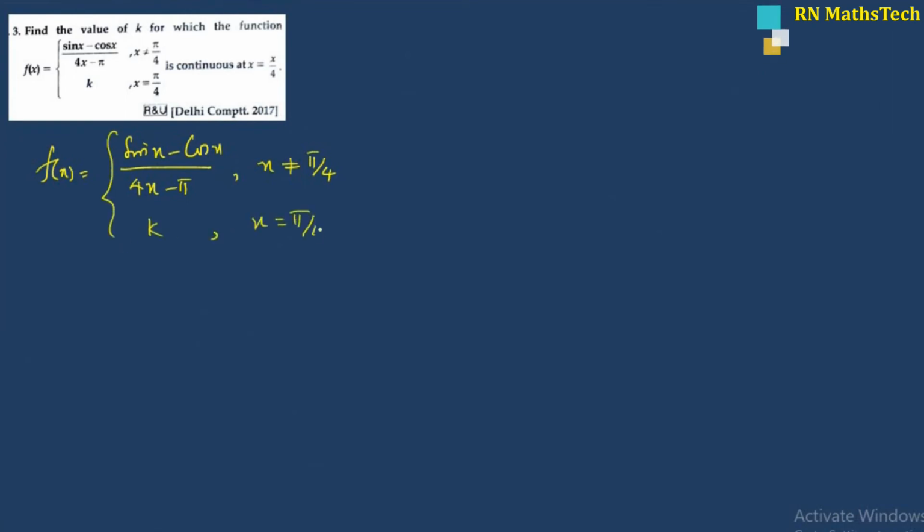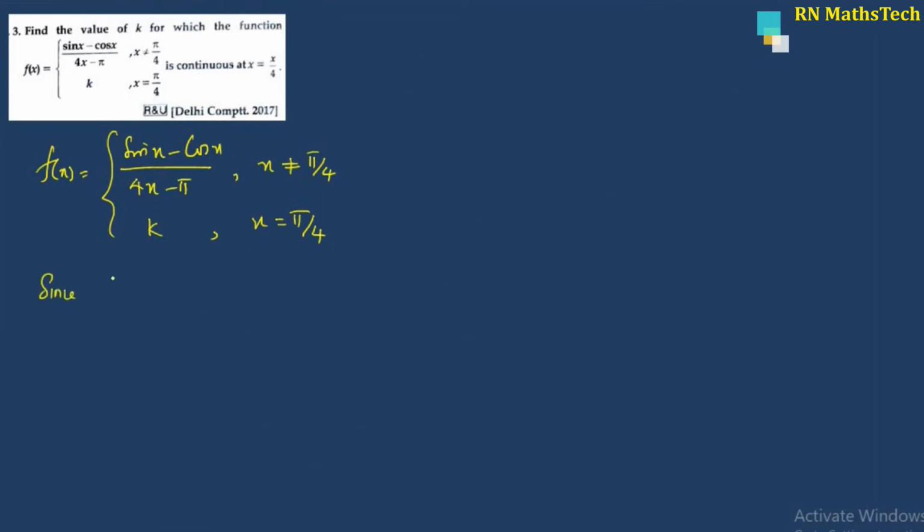Next one. Find the value of k so that the function f of x is equal to sin x minus cos x by 4x minus pi, x not equal to pi by 4 and equal to k, x equal to pi by 4, is continuous at x is equal to pi by 4.